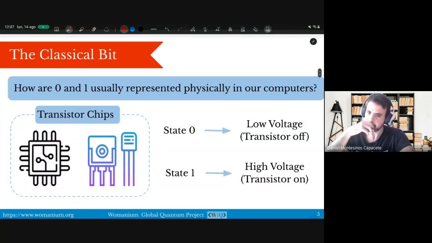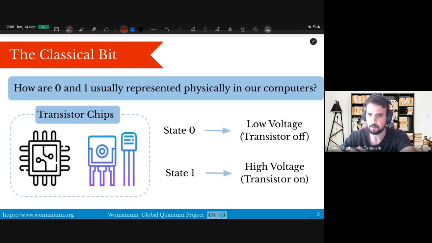So, how do we represent this zero and one state physically, right? Inside my laptop, for example, right now, or your computer or any electronic device. How are these zero and one represented? At this point, all the computers, electronic devices, and all that stuff are made out of chips that have a lot of transistors in them, right?